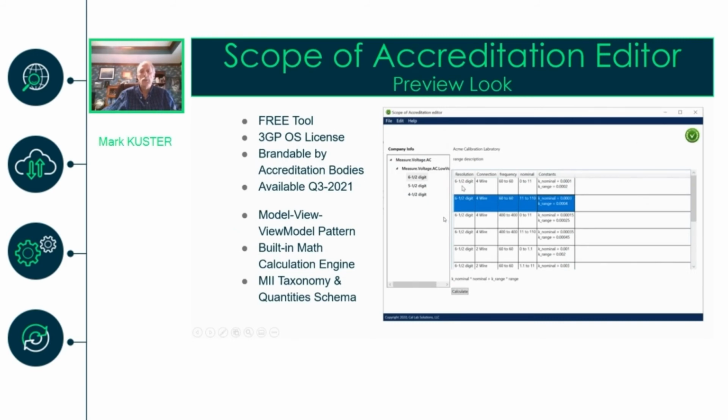This screenshot shows one screen of the accreditation editor. It's a freely available tool. Accreditation bodies may brand it with their logos, if they desire. It has a built-in math calculation engine because the MII documents have capability for embedding measurement functions and equations of various sorts. So for example, with CMCs, one may define an arbitrary function by which to calculate the uncertainty so that searches for a particular value may automatically calculate the uncertainty and compare that to the requirement.